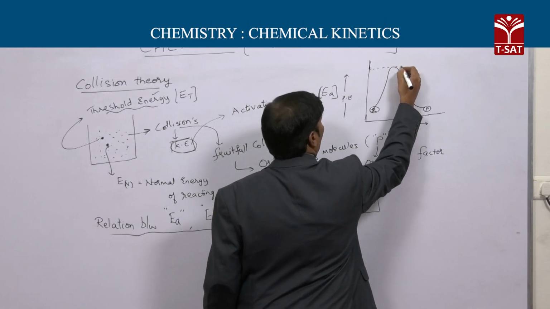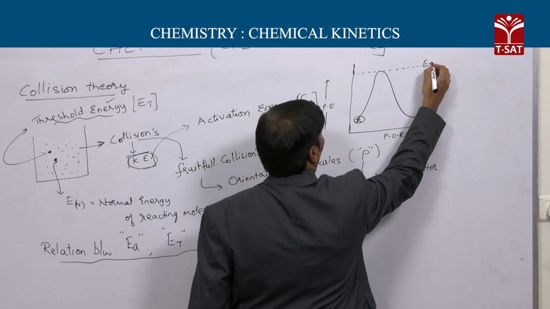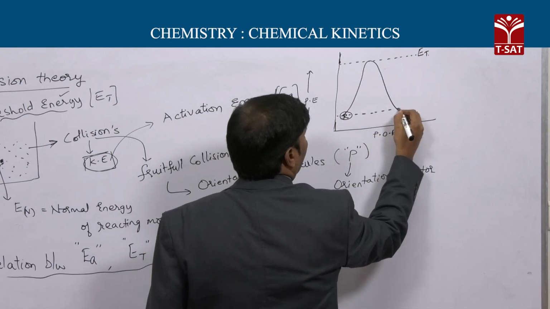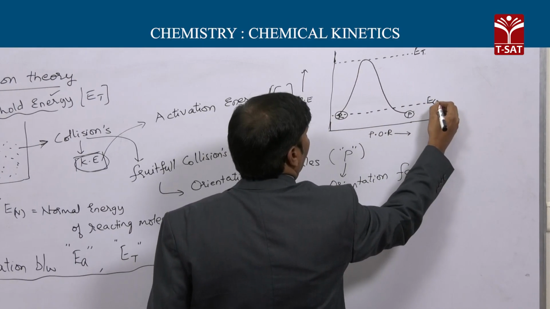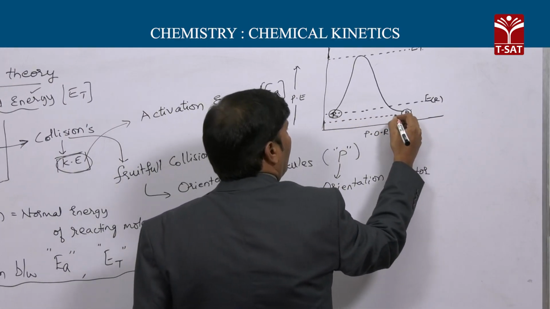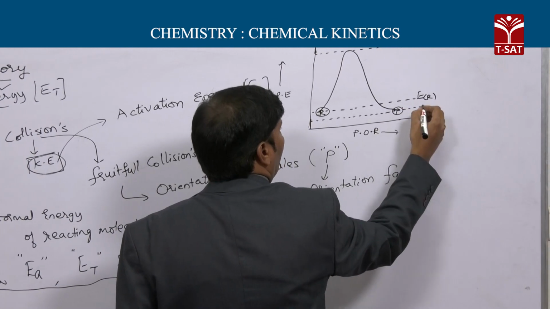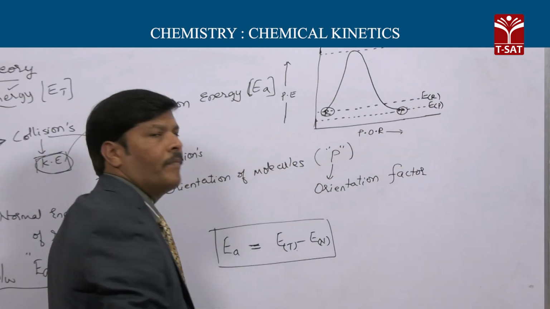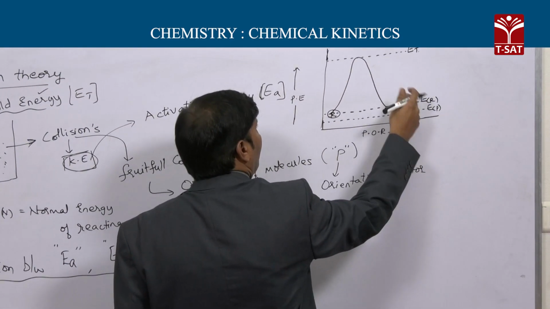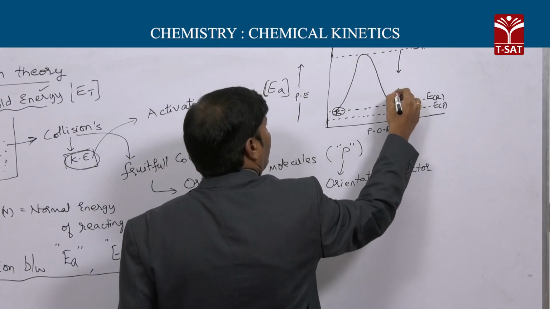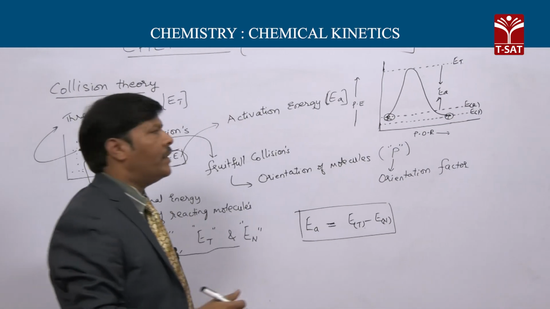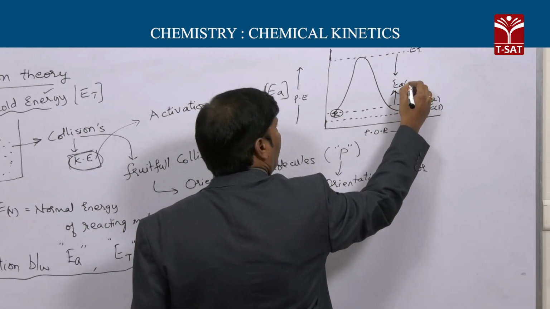So this dotted line is the threshold energy, and if you take a dotted line here, this is the energy of the reactant, the normal energy of the reactant. I can also take one more dotted line towards the product. So this is the energy of the product. If you want to calculate the activation energy of the reactant molecules, this is the activation energy.